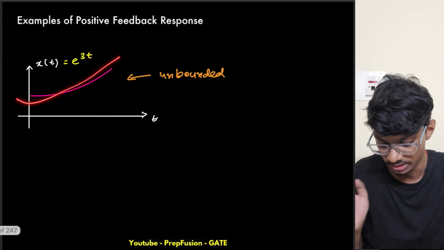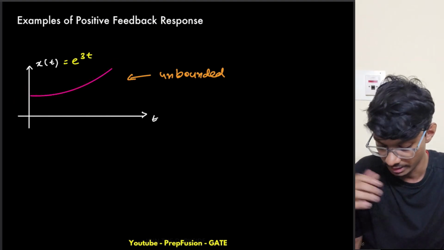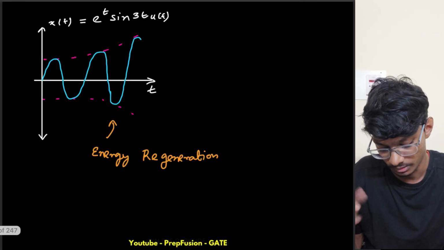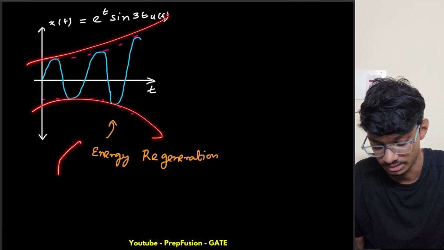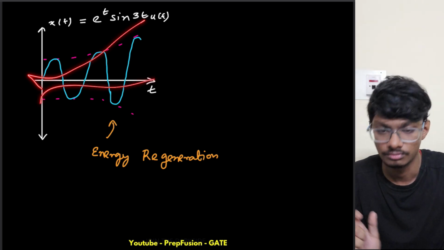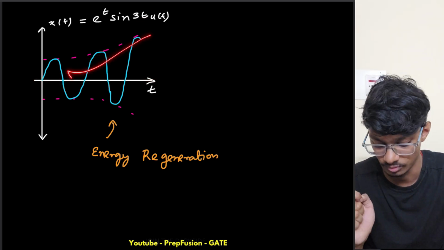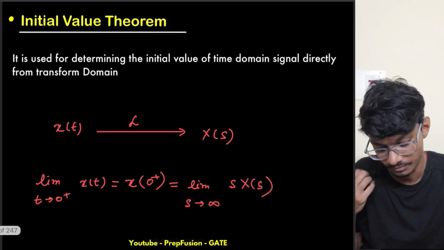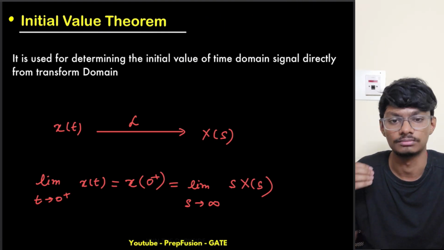That is the time response of this. Initially x of t was different, now it has become unstable, unbounded. Energy regeneration happens. It gives more energy to the output instead of taking more energy. So that was positive feedback.